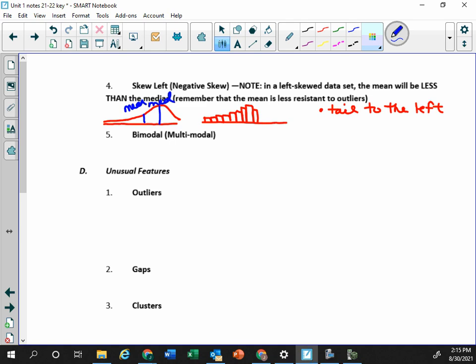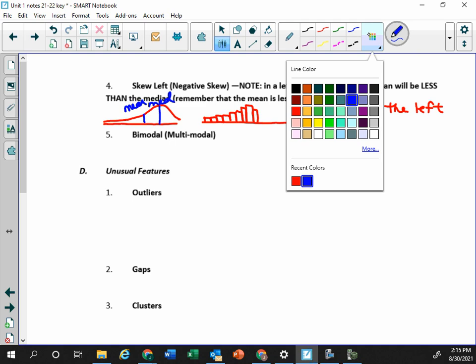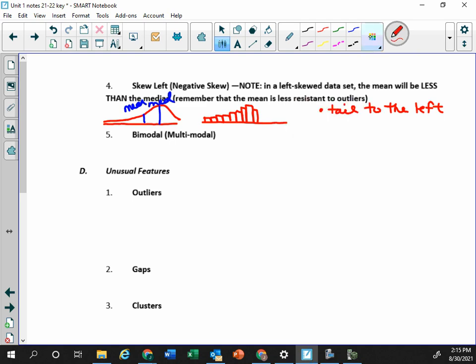Okay, the other sort of shape of your distribution you could have is what's called bimodal or even multimodal. It's talking about your mode, that you've got multiple or two or more modes happening. So it's like you have multiple peaks happening in your graph. So I'll just do the histogram version.